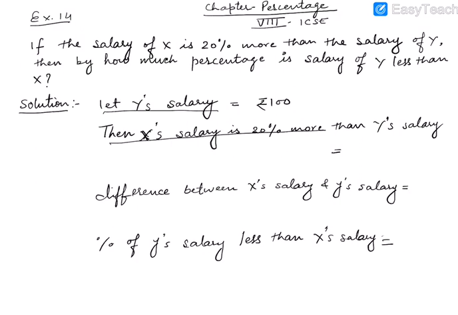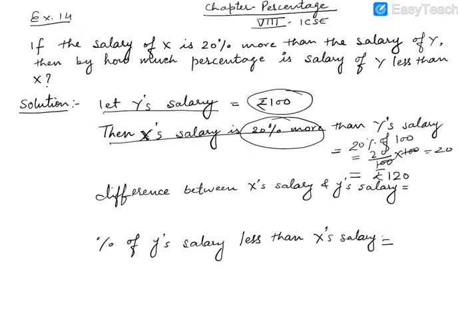Of course, X is getting 20% more, so we'll add 20% of 100 to 100. So 20% of 100 is equal to 20 upon 100 into 100, that is 20. It means that X is getting 20 rupees more than Y. So how much is X getting? 100 rupees plus 20, 120. So Y's salary is 100 rupees and 120 rupees is X's salary.